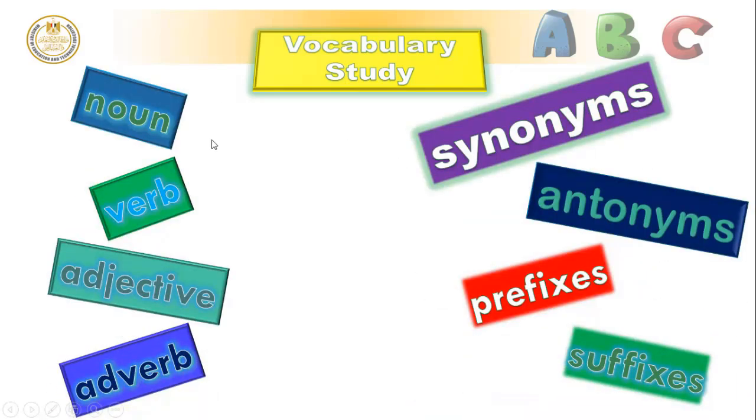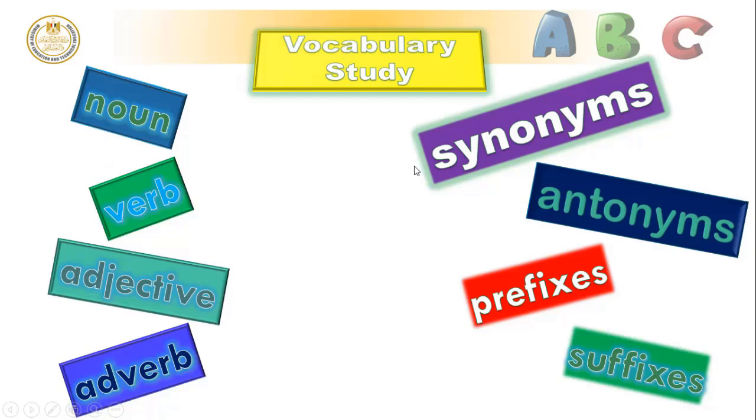Next, we are going to speak about vocabulary study that we mention every lesson and every unit. They are noun, verb, adjective, adverb. Let's check the meaning together again. نقول مع بعض يا جماعة. Noun قلنا معناها الاسم. Verb الفعل. Adjective الصفة. Adverb الحال.